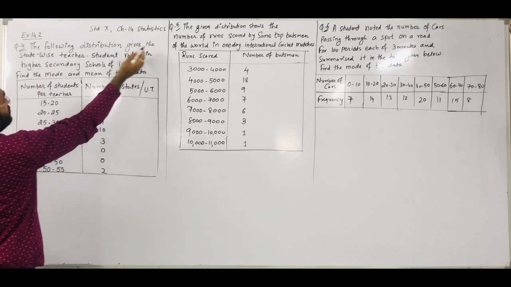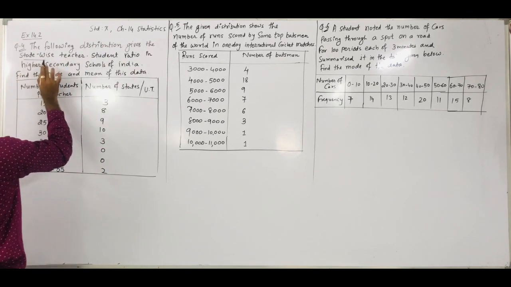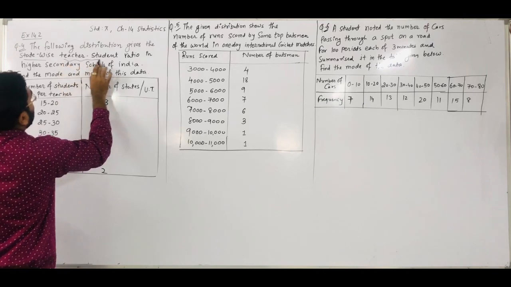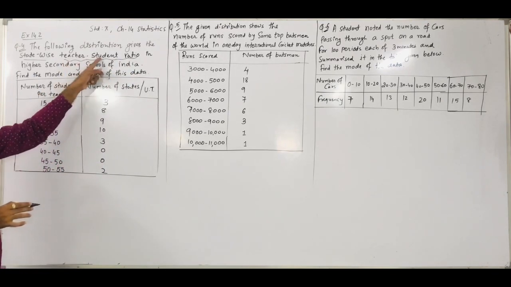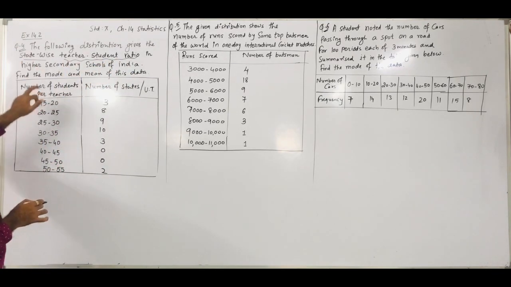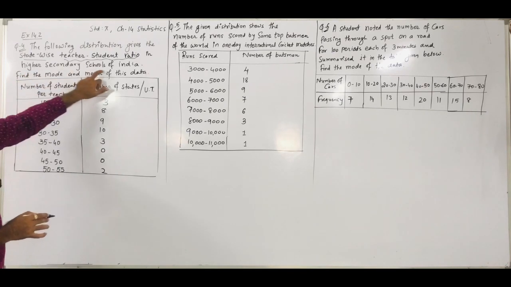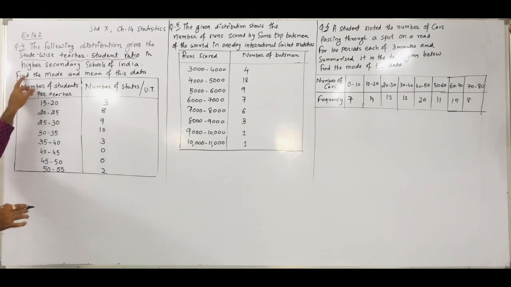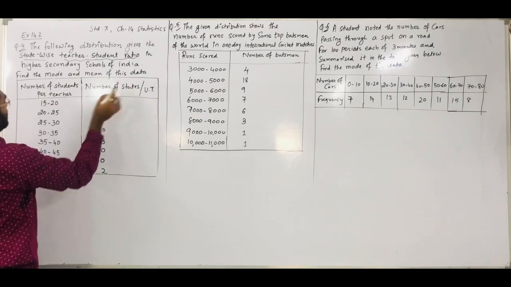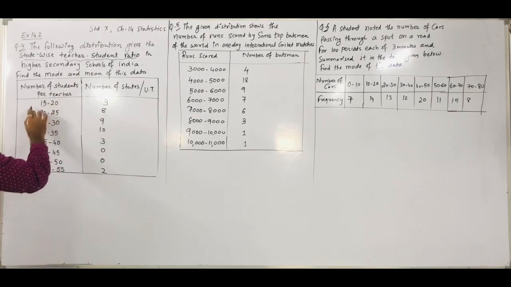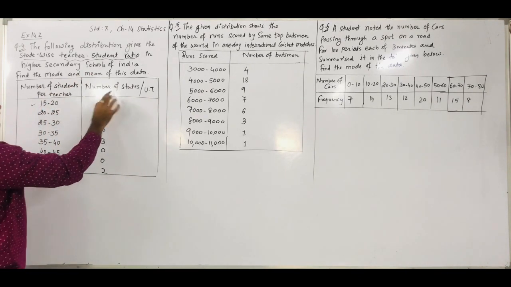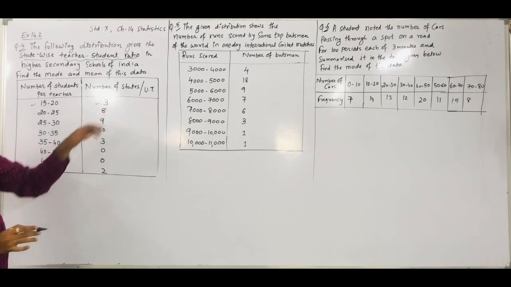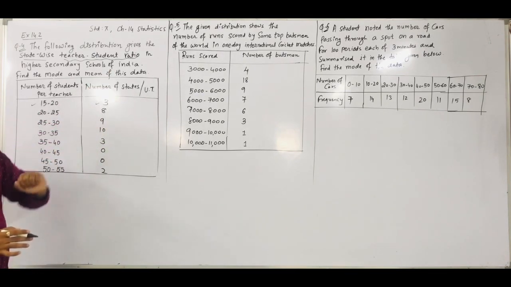The following distribution gives the state-wise teacher-students ratio. Teacher-students ratio is given state-wise, in higher secondary schools of India, right? So find the mode and the mean of this data. Number of students per teacher 15 to 20: there are 3 states or union territories. In India there are union territories also, and states are there.